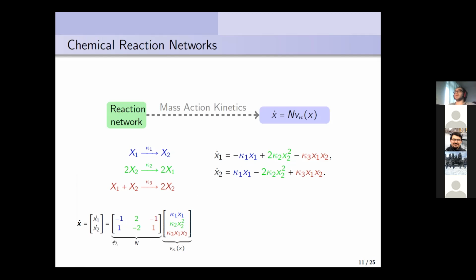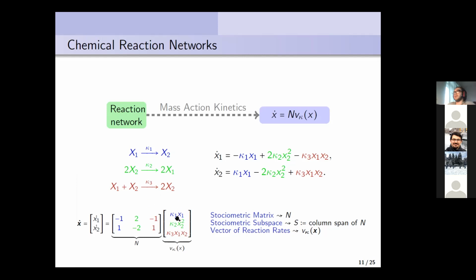So you just consider this matrix N, which we call the stoichiometric matrix of this reaction network. In this matrix N, each column corresponds to a reaction. This column is telling you that one x1 is getting used and one x2 is getting produced. This is telling you that two x1 are getting produced and two x2 are getting used. And this is telling you that one x1 is getting used and one x2 is getting produced.